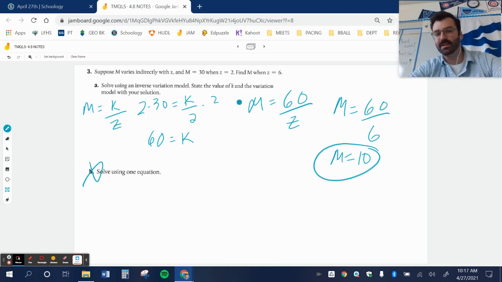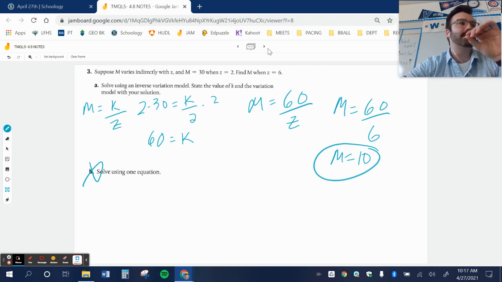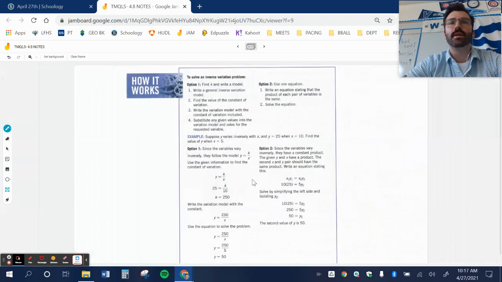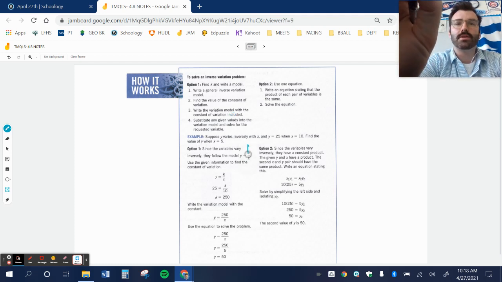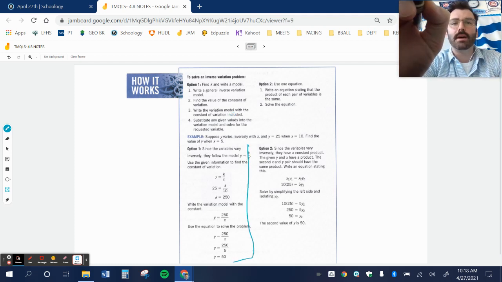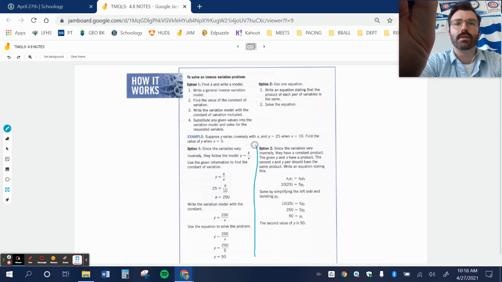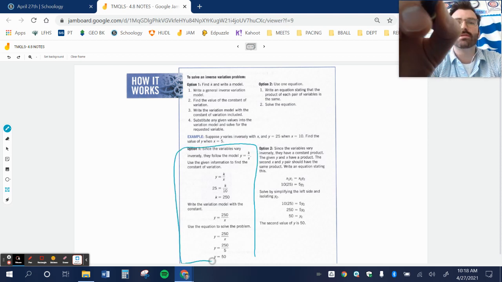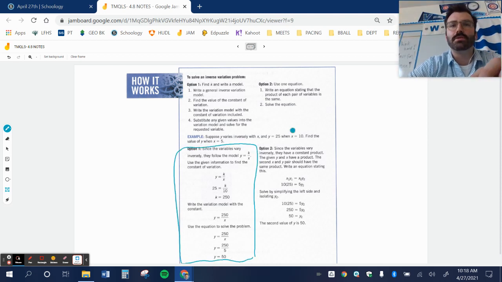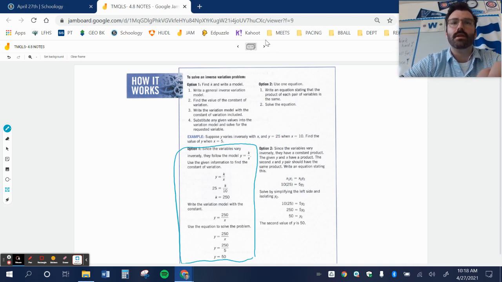So we have two different types of variation that we've talked about. Two main types, direct and inverse. We'll discuss the difference between the two in a minute. This is how it works. Again, we're going to stick with option one. That'll be the option that we refer to. We're going to ignore option 2.